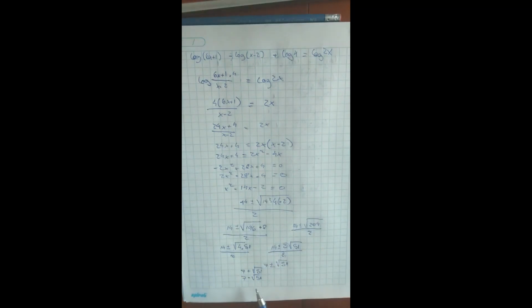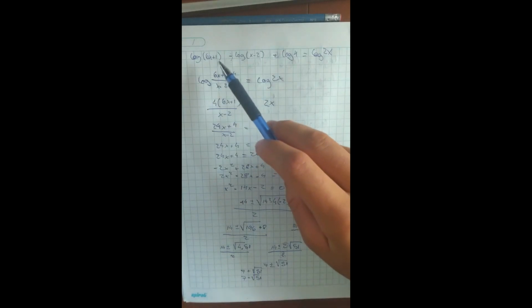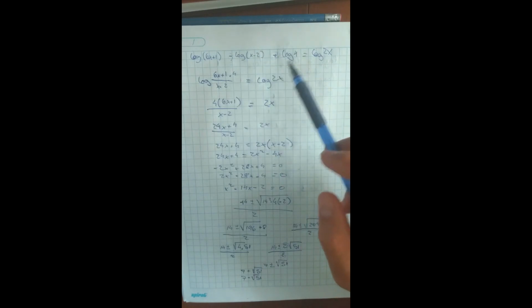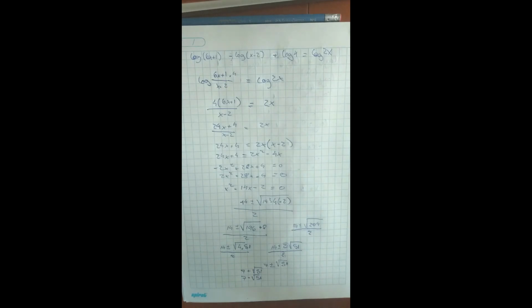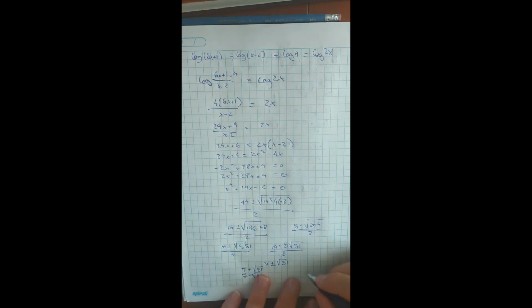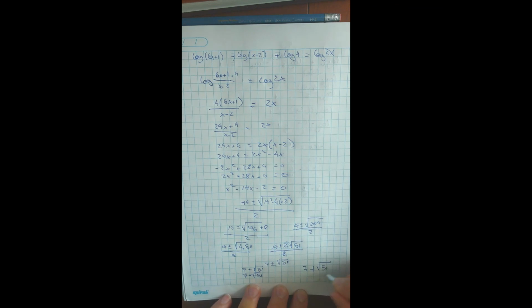Now 7 minus 7.15, that will be 0 point something. So 0 point something times 6 plus 1, that's okay. 0 point something minus 2, that's not okay. So this will be an extraneous solution, so this does not work. So our final answer is 7 plus square root of 51. That's our final answer. So x equals 7 plus square root of 51.